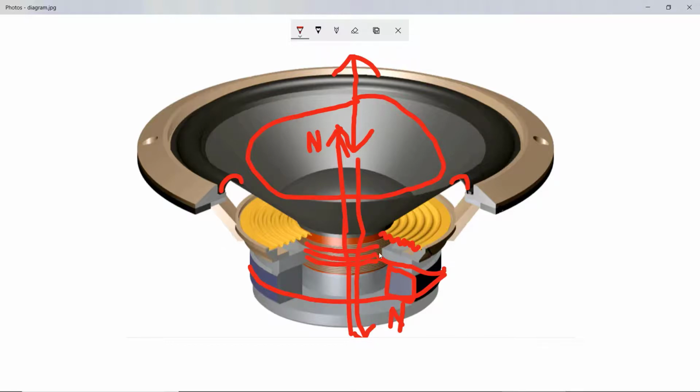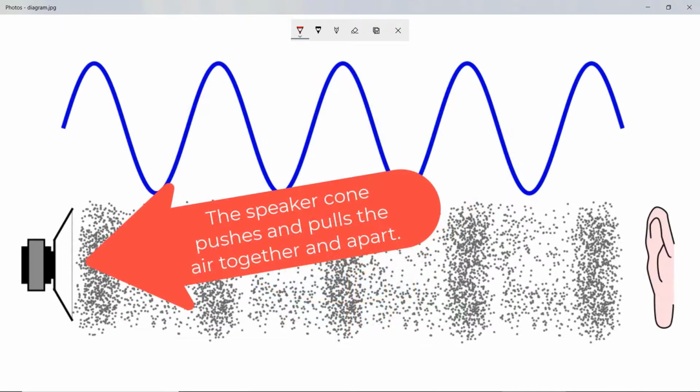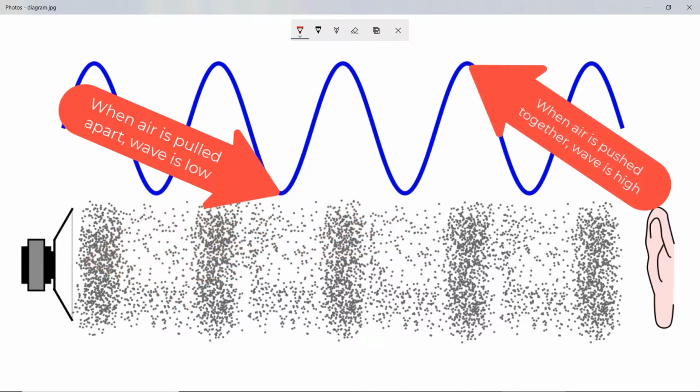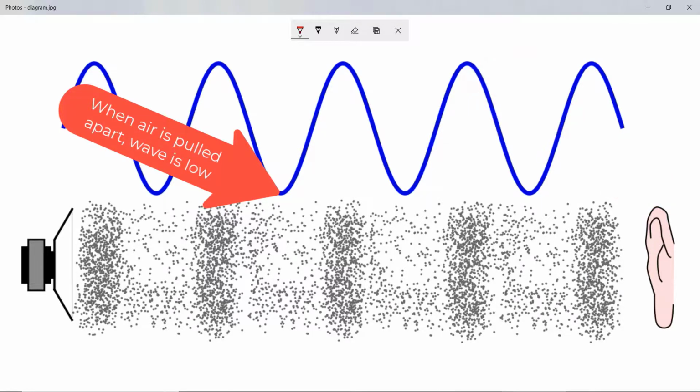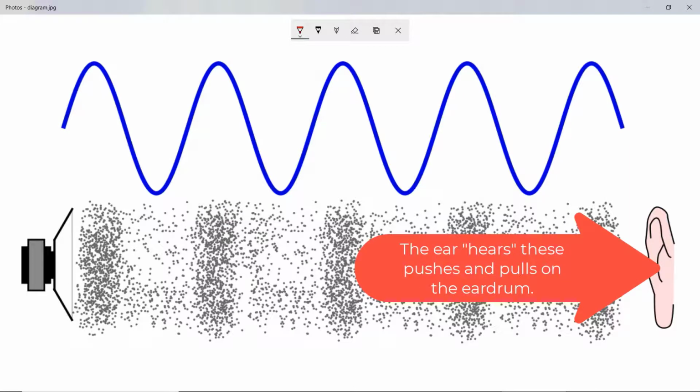And electricity can be changed very quickly, thousands of times a second. And what that does is it causes this cone to move back and forth thousands of times a second. And as it moves back and forth, it sets up pushes and pulls inside of this air column between the speaker and your ear. And it's those vibrations that we call sound waves, and that's what you hear. So let's take a look at the simulation on the next page, and you can see all of this in action.